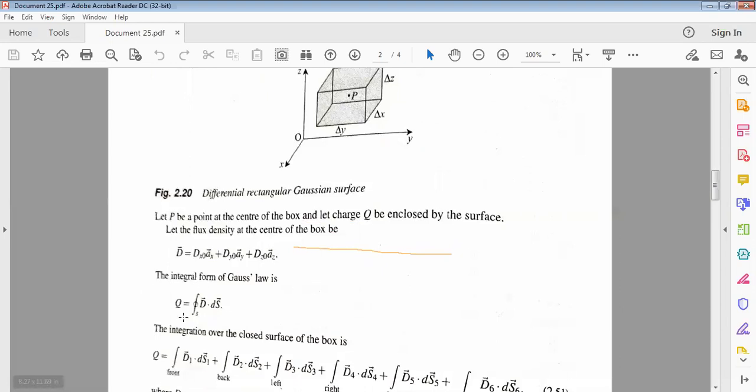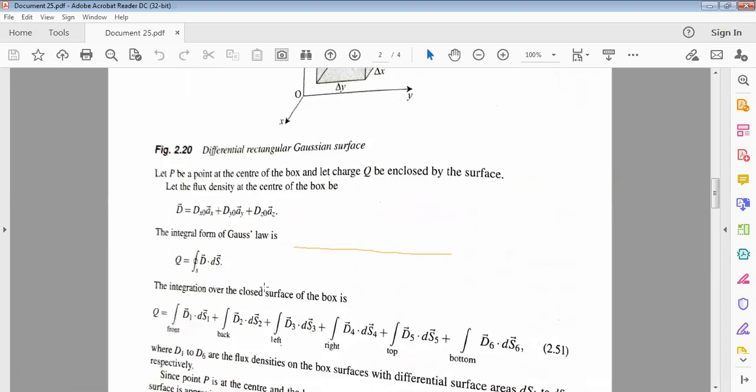The integral form of the Gauss law is Q equal to the closed integral of D dot dS. Remember that closed integral, it is also one of the important competitive bits. The integration over the closed surface of the box is for the entire six parts. What are the six spots? Suppose this is the box.